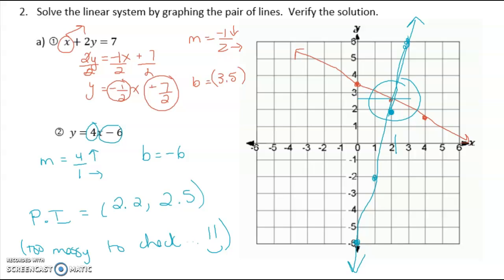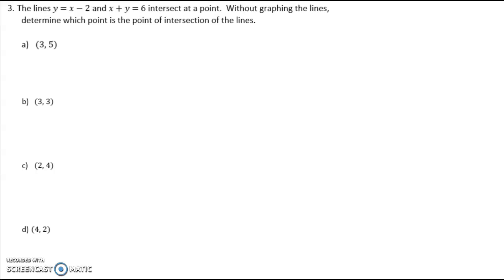All right, so let's try a different one. Let's do another one. Okay, so we can't really verify the solution because it's too messy. It's not a nice number. These have decimals in it and it's too hard to check, okay? So, these lines, y equals x minus 2, and then x plus y equals 6. Okay, we have to figure out the intersection point without graphing. Okay, so let's do it without graphing.